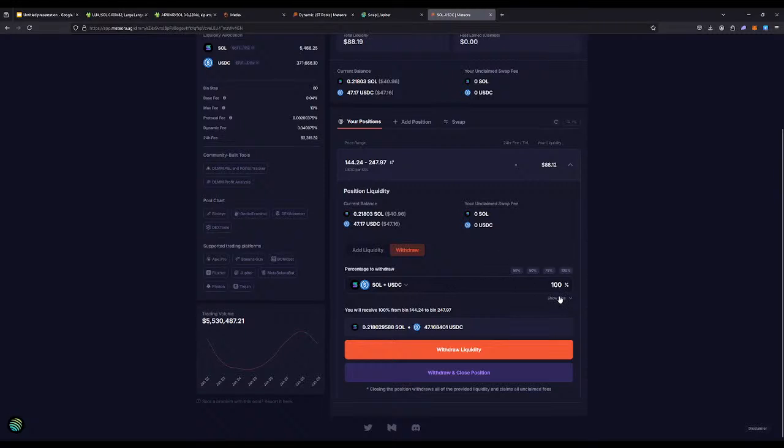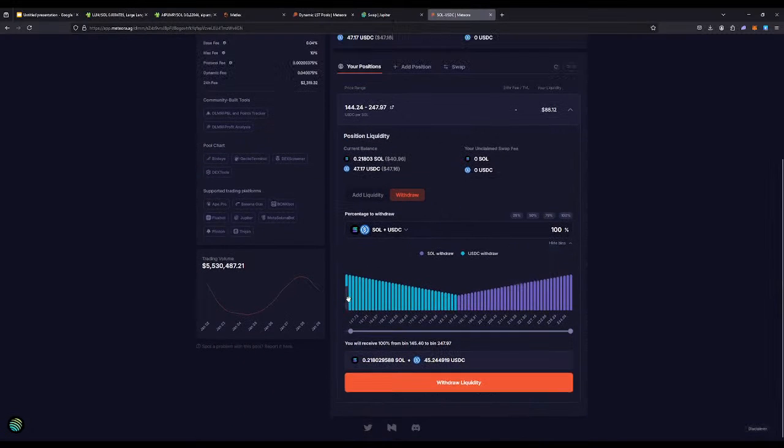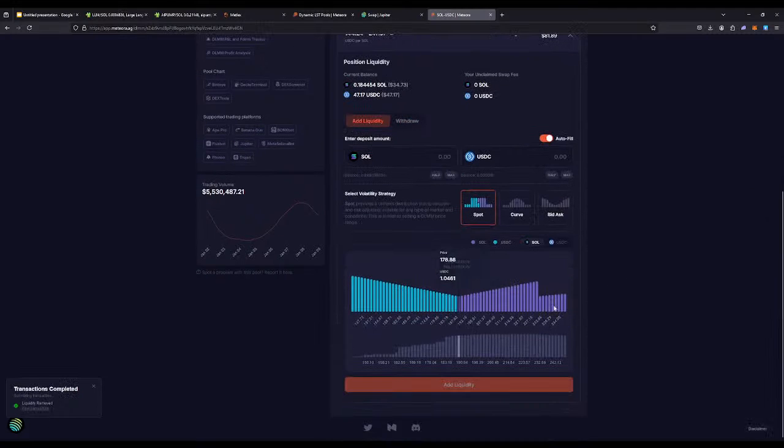You can withdraw tokens in whatever way you like. You can choose what bins you want to withdraw from. Like if I want to withdraw from just these bins and I don't want to touch anything else, I can do that. And not just that, if I choose 50%, I'll withdraw only 50% of this liquidity. And if I click withdraw, you'll see this much liquidity will be subtracted from this shape. So this becomes my new shape now.